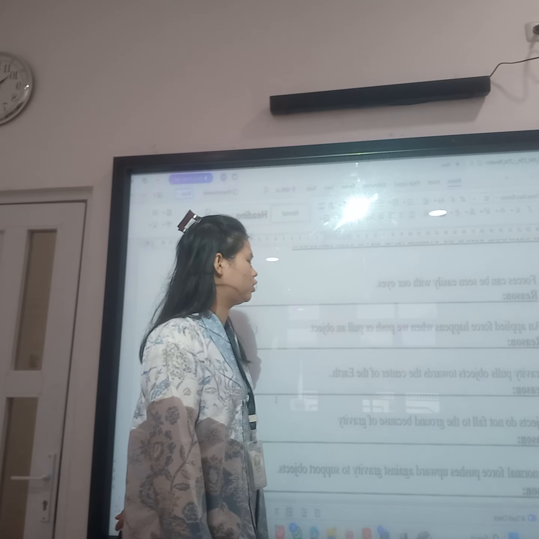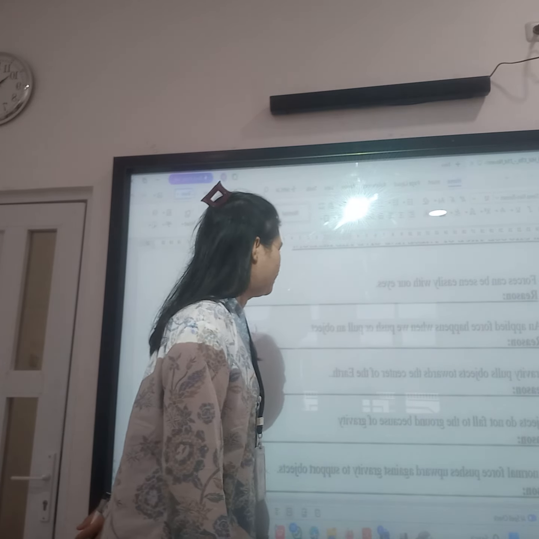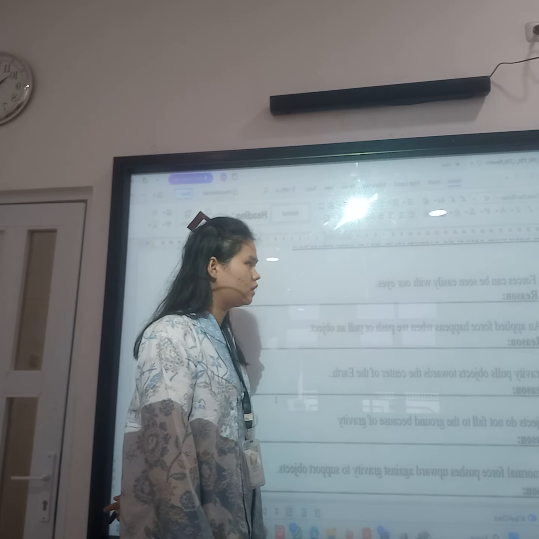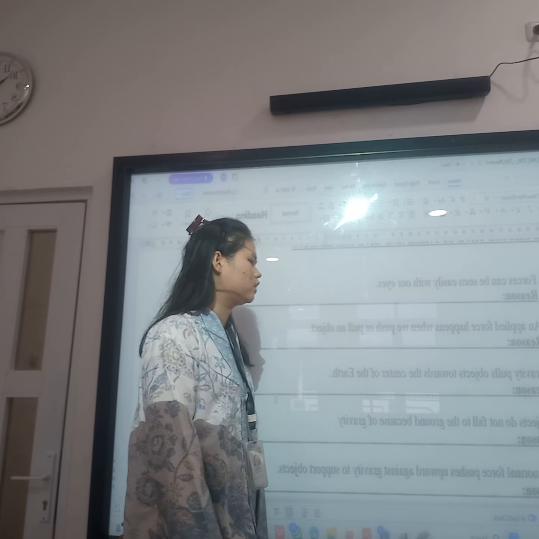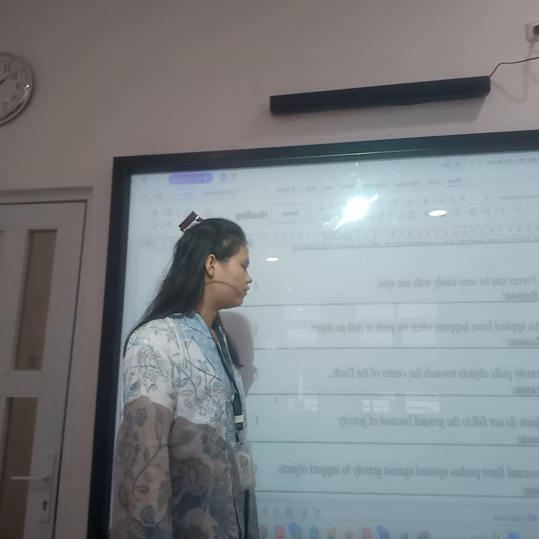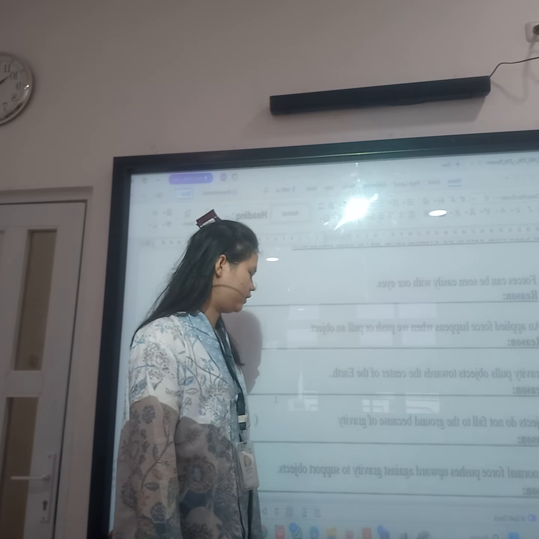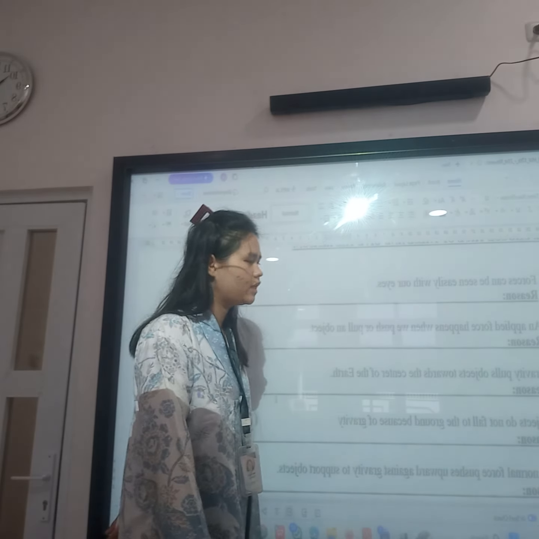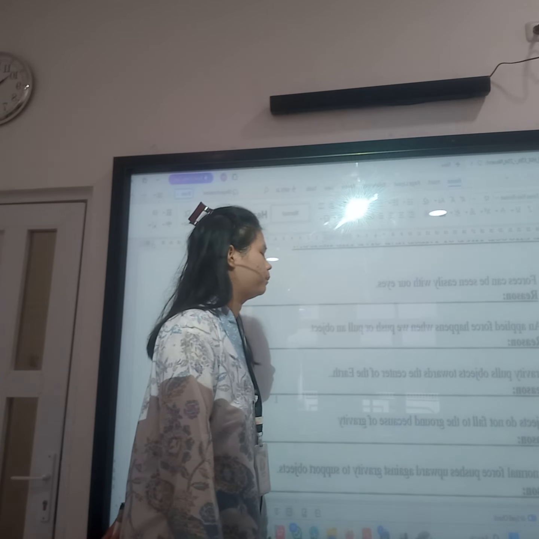Gravity pulls objects towards the center of the earth. Is it true? Yes, because gravity pulls the object towards the center of the earth. Objects do not fall to the ground because of gravity. It is false, because the object will fall because of gravity.